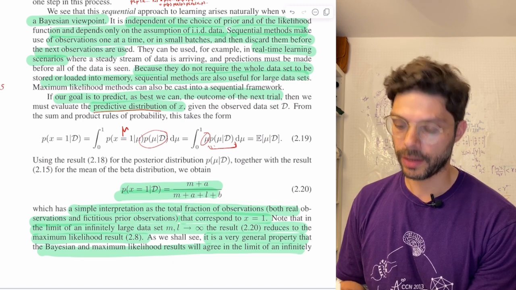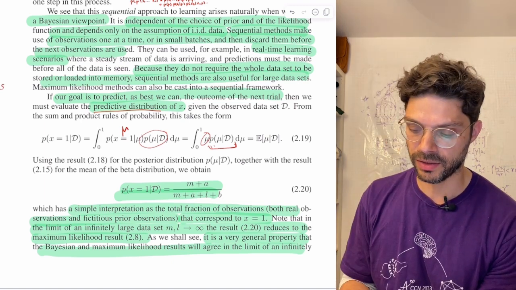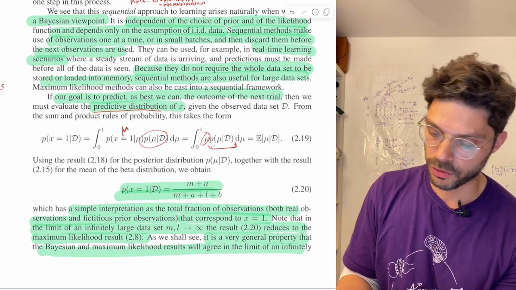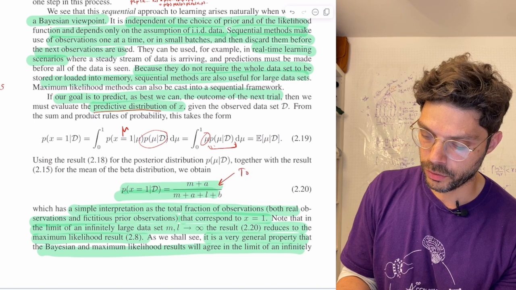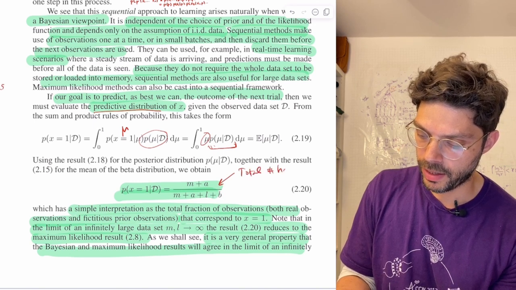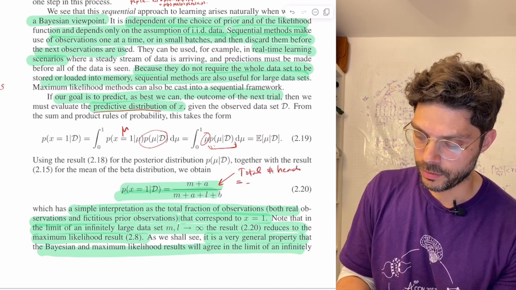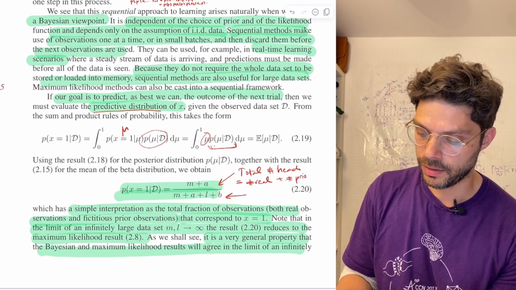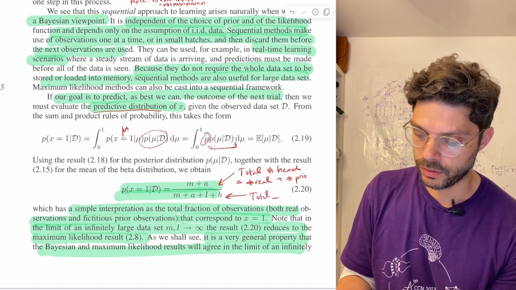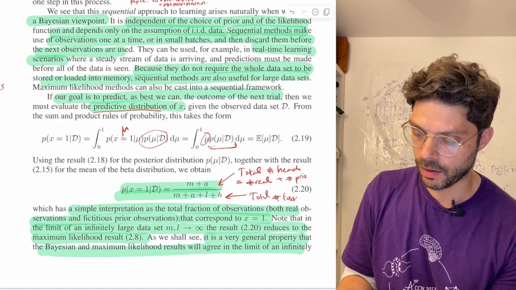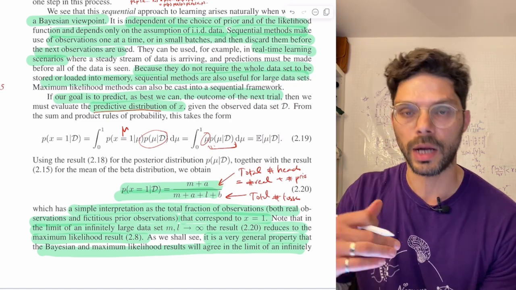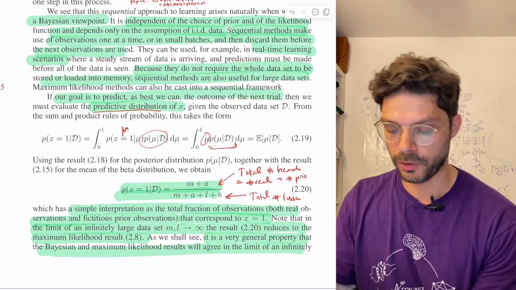So what he's saying is this is going to be the number of heads out of the total number of observations. So let's write that out. Total number of heads equals the number of real heads plus the number from the prior. And this is the total number of tosses, which includes the real ones and the fake ones. So the number of heads plus tails that are real, or not fake, but the prior, the fictitious ones.